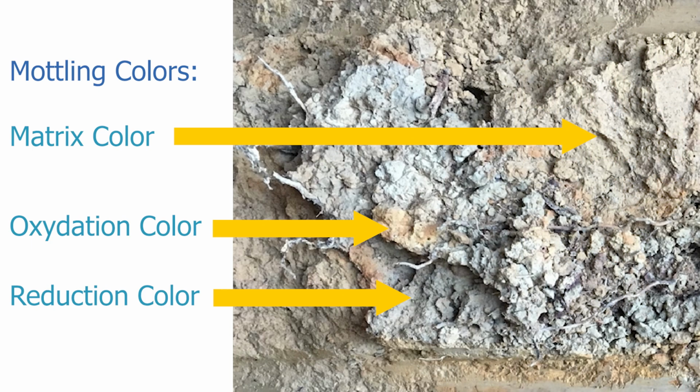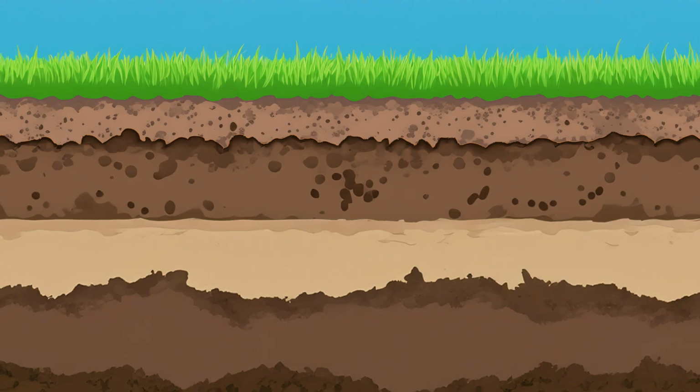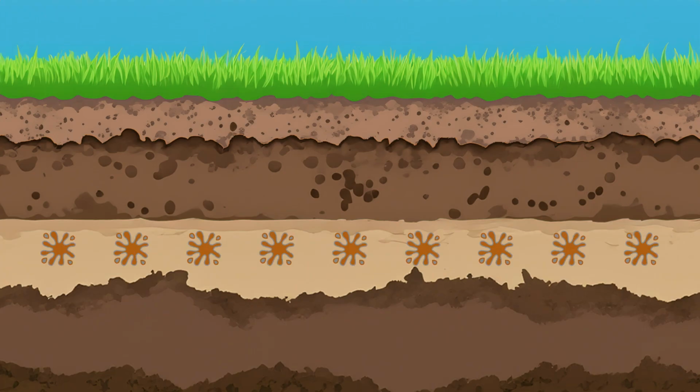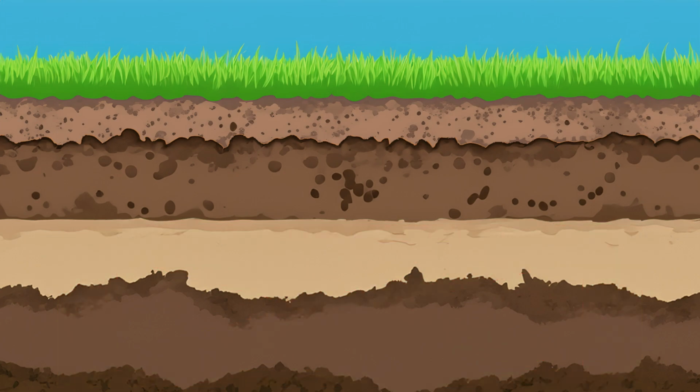When you find mottling, you should document it in your soil log. Be sure to include the Munsell color code of all three of these colors. There are exceptions, but generally, mottling has all three: a matrix color, oxidation color, and reduction color. When you find significant amounts of mottling in a layer of soil, you have found the water table. This soil cannot be used for treatment.